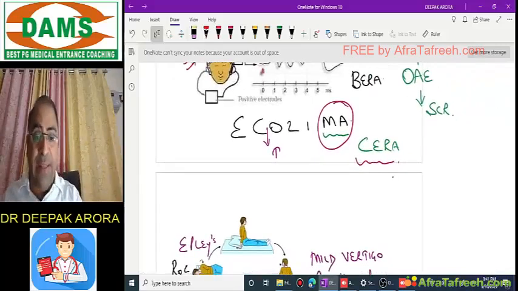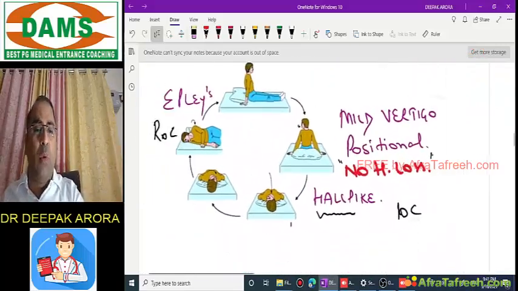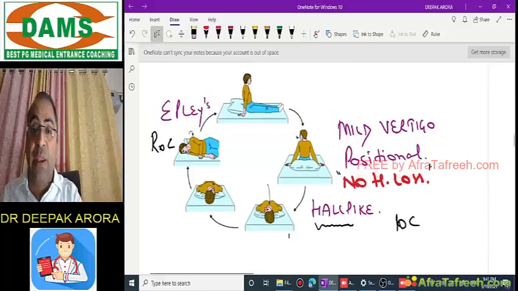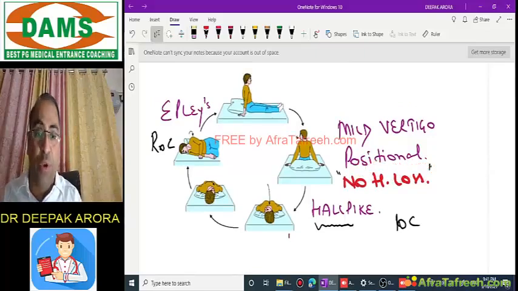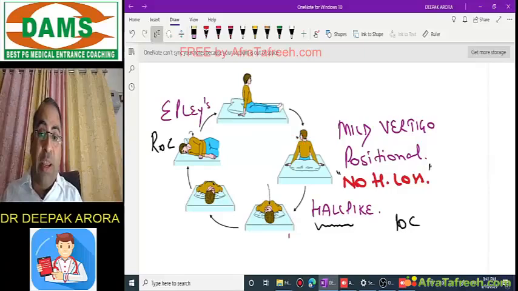Clear? Then there is a keyword, mild vertigo. Mild vertigo means a few seconds. Vertigo for 5 to 10 seconds. Just remember this point. Positional, and for treatment we prefer gamma knife. Mild vertigo, positional vertigo. The examiner will give a lengthy MCQ, long history, long choices.